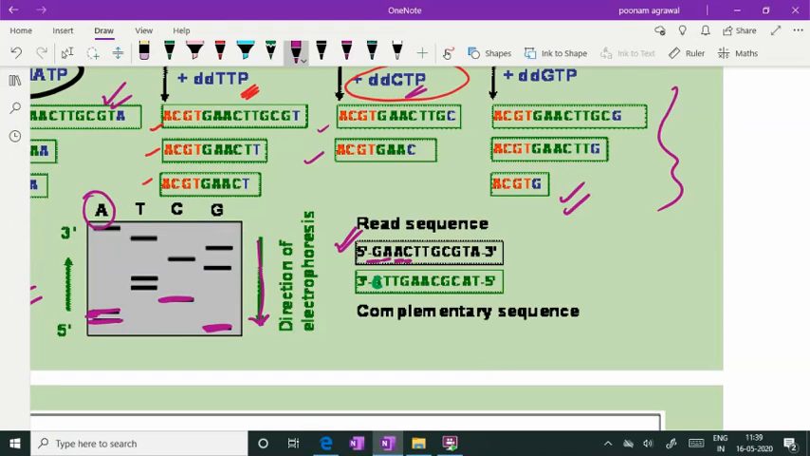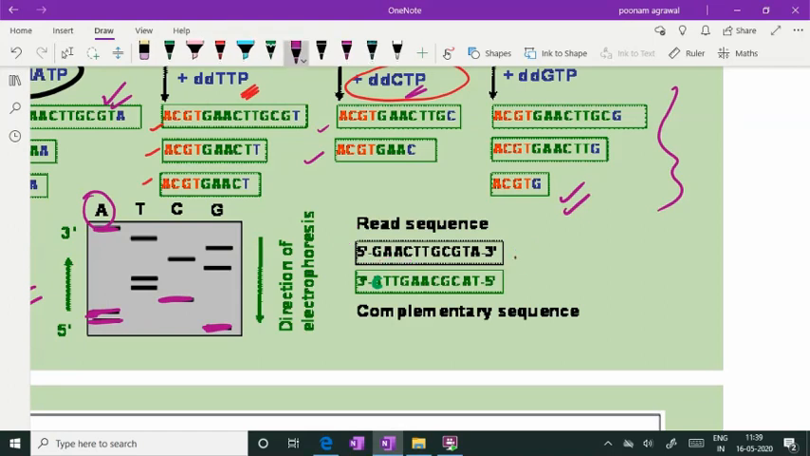So what I mean to say is that Sanger segregated these fragments on a gel, and depending on their size, they could segregate. The smallest one moved fastest and the largest one moved slowest. So according to this electrophoretic mobility, the sequence was analyzed. This was the sequence of the product.